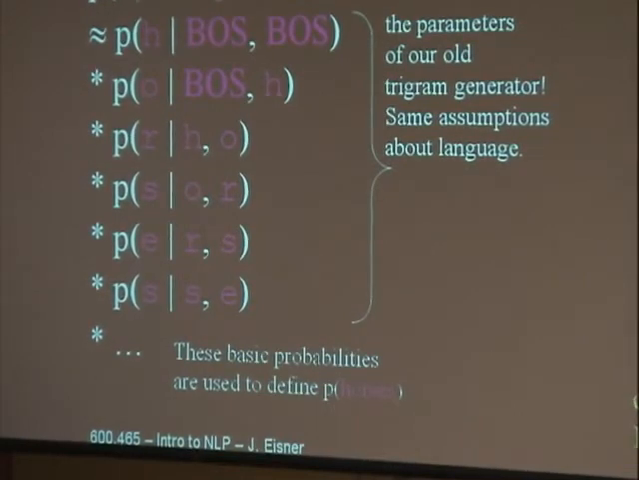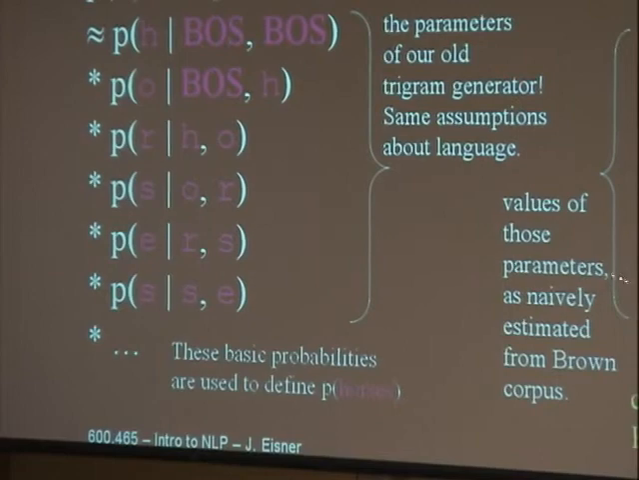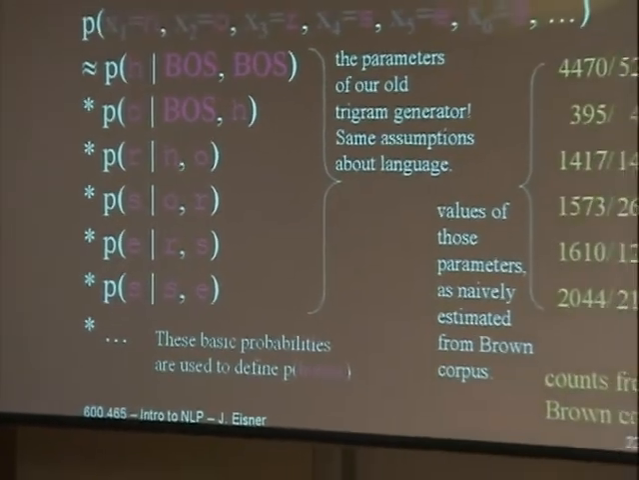Of course, is English really a trigram model? No, it is not. Okay, so this P is just an estimate. But it may be sufficient for the task of language identification. OK, so these are our parameters. These are the values of the parameters.